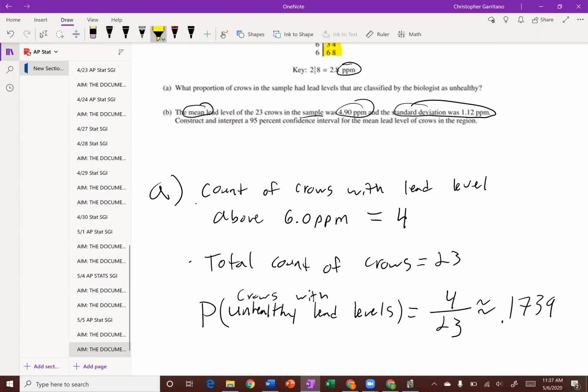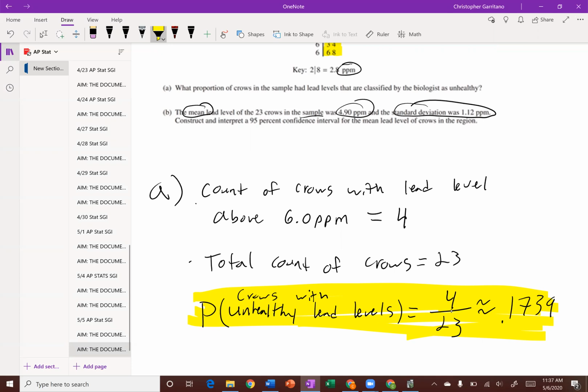And that's that. All right, and I think really technically the only work you would have to show is this last line here. They're not very specific, but anytime you're calculating some sort of a proportion, use the P notation or simply write it out in words. That's fine too, but then you should show your numerator and your denominator. All right, that's part A.